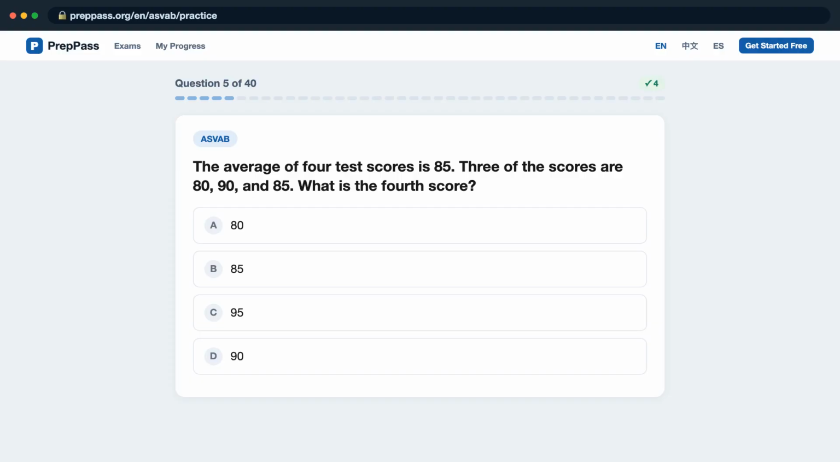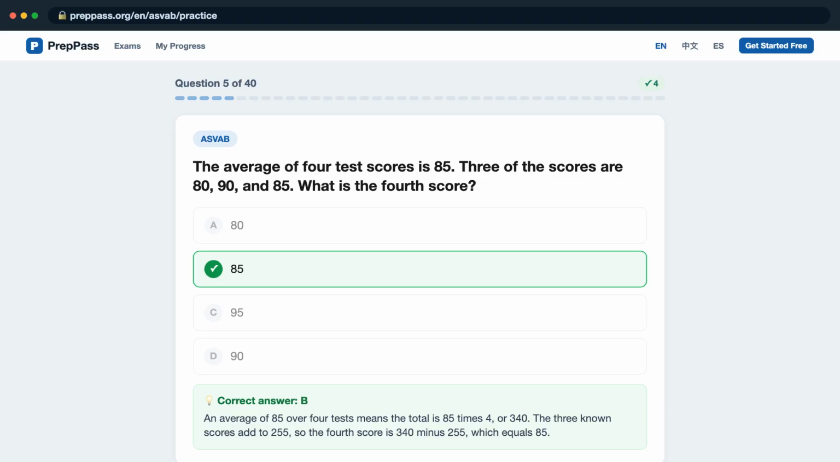Question 5. The average of 4 test scores is 85. 3 of the scores are 80, 90, and 85. What is the 4th score? Is it A, 80? B, 85? C, 95? D, 90? The correct answer is B.